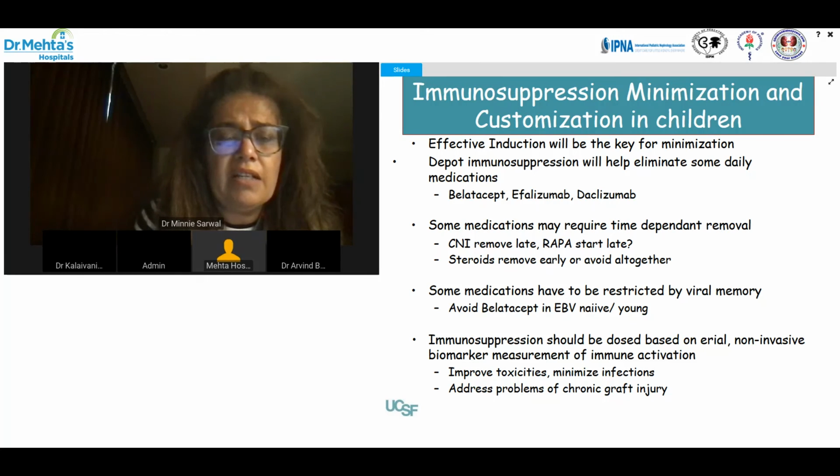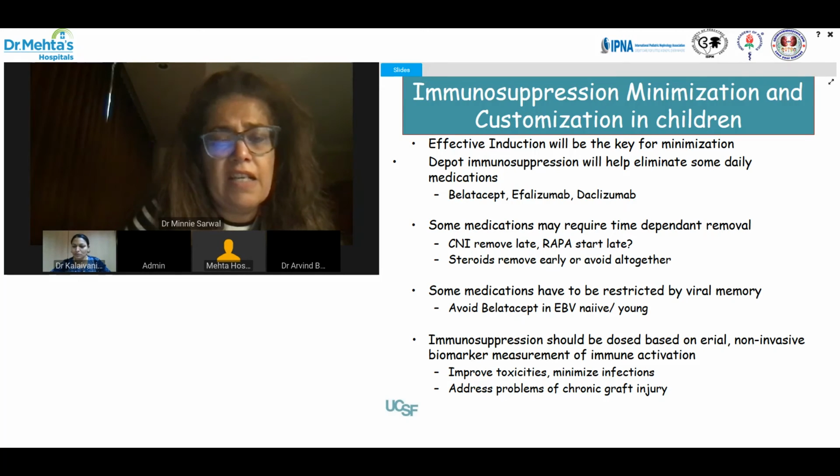Belatacept in adults will not be available, I think, in children, unfortunately. Newer generation drugs will always be tested in adults. Daclizumab actually had a lot of potential, and we were using it as depot monthly immunosuppression in our adolescents effectively, but unfortunately is no longer available. But the subcutaneous formulation may again be available back in transplant one day.